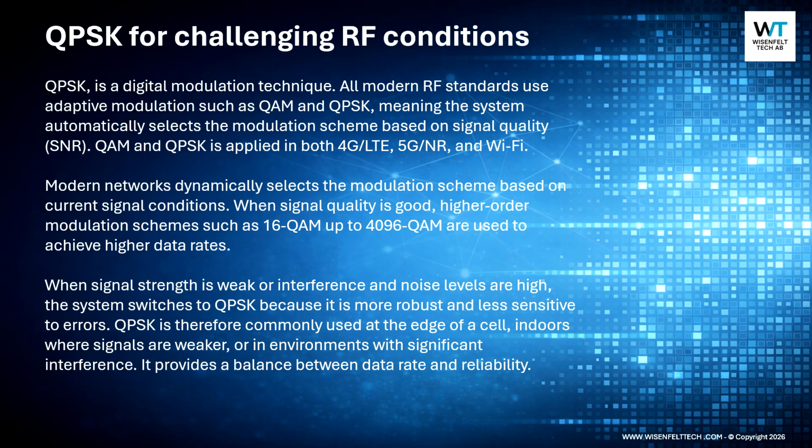When signal quality is good, higher-order modulation schemes such as 16 QAM up to 4096 QAM are used to achieve higher data rates. When signal strength is weak or interference and noise levels are high, the system switches to QPSK because it is more robust and less sensitive to errors. QPSK is therefore commonly used at the edge of a cell, indoors where signals are weaker, or in environments with significant interference. It provides a balance between data rate and reliability.